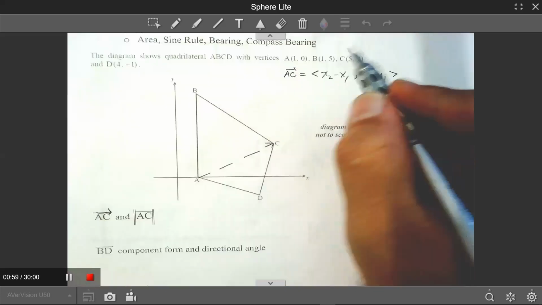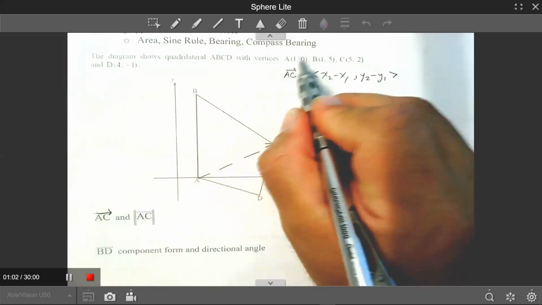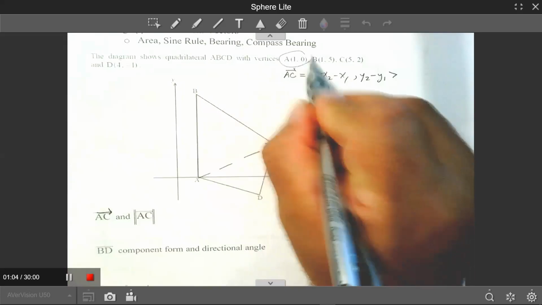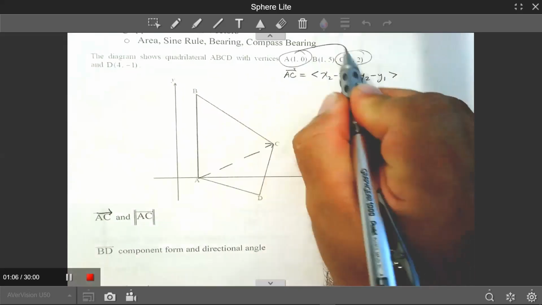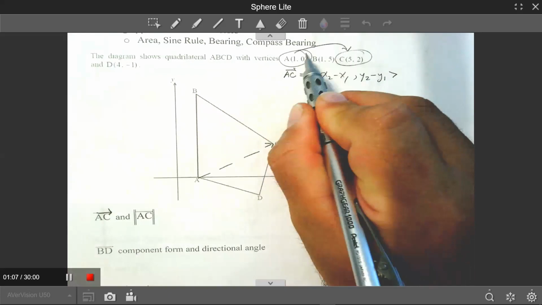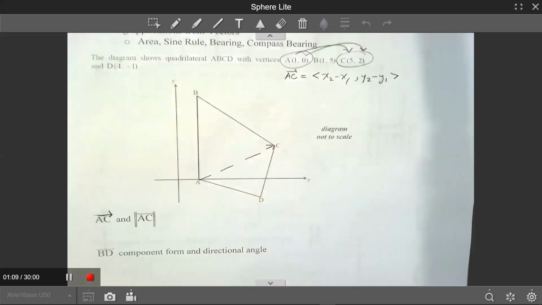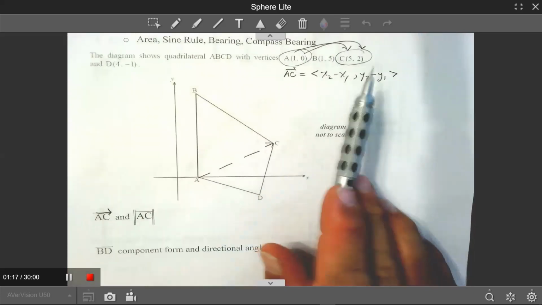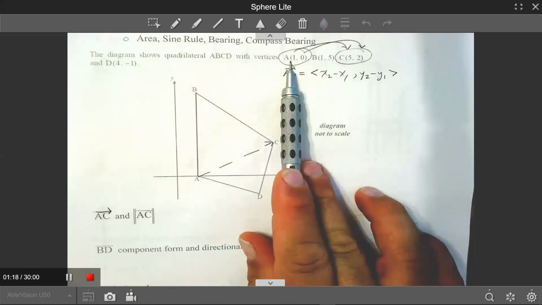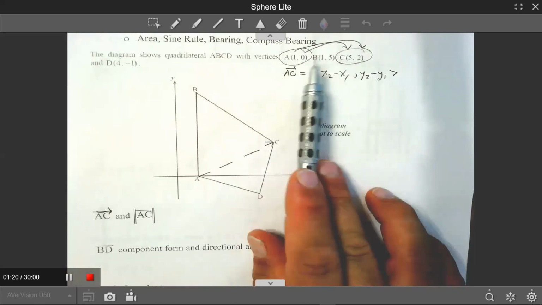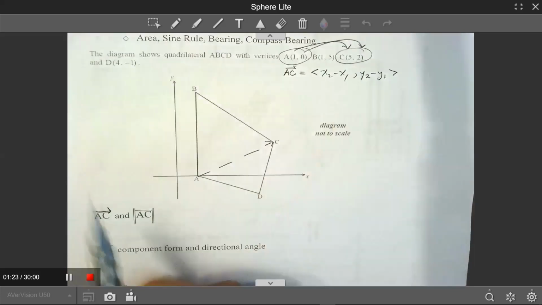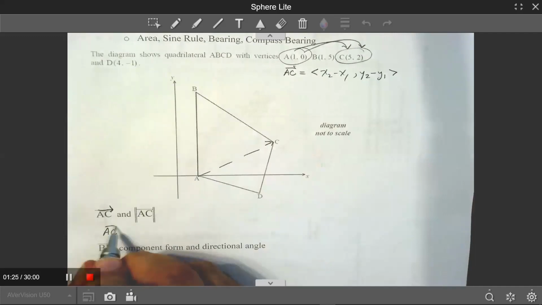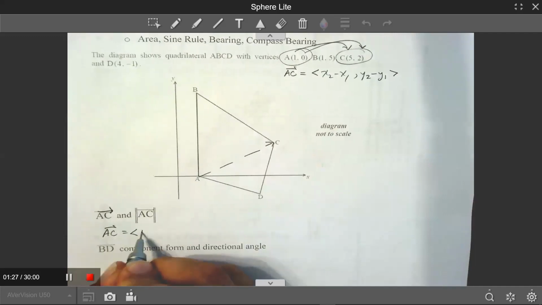Another way to look at that is to say, if here is point A and here is point C, what's it going to take to move in those directions? Well, to go from 1 to 5 is 4 units. To go from 0 to 2 is 2 units. So A to C has to be equal to 4, 2.